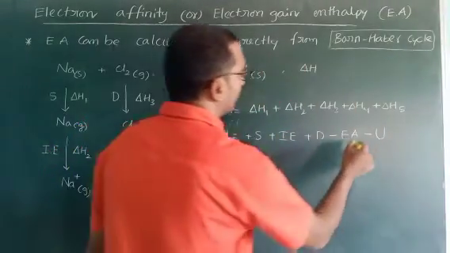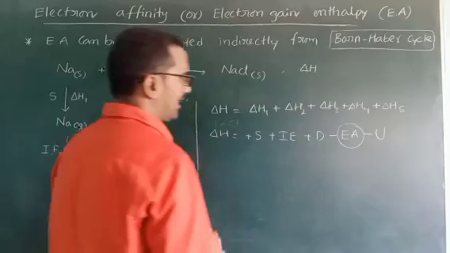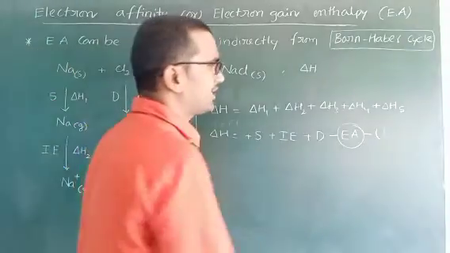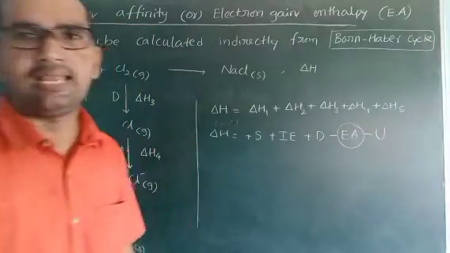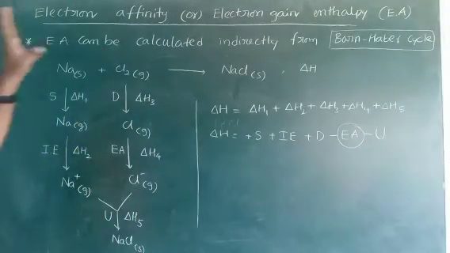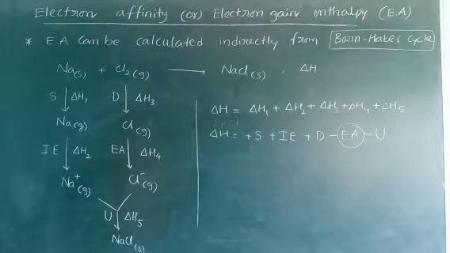In this one, the electron affinity value we have to calculate. So the remaining values are all given in the question, in the problems. So we can calculate the electron affinity. So this is the Born-Haber cycle for calculating the electron affinity. Okay? Completed Born-Haber cycle.